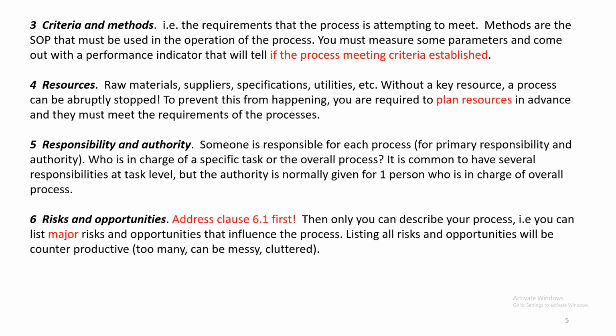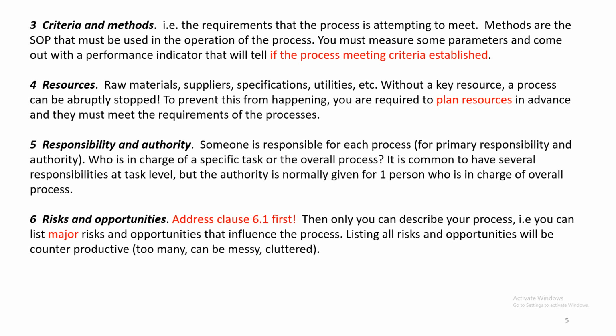And then you have resources. We need the raw materials, we need the suppliers, we need the specifications, we need utilities, we need space, we need workers, we need forklifts, we need many things. Sometimes we need aircon, we need lights. These are utilities. You need water, utilities. Without a key resource, your process can be halted, can be stopped. So to prevent the process from being interrupted, you need to plan the resources in advance. Otherwise you'll be in trouble. The process must not be stopped.